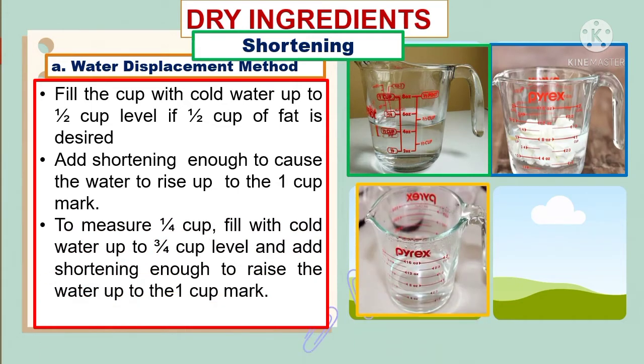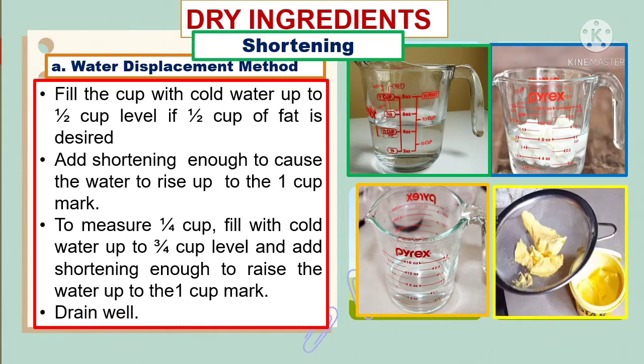To measure 1/4 cup, fill the cold water up to 3/4 cup level and add shortening enough to raise the water up to 1 cup mark. Then after that, drain well.